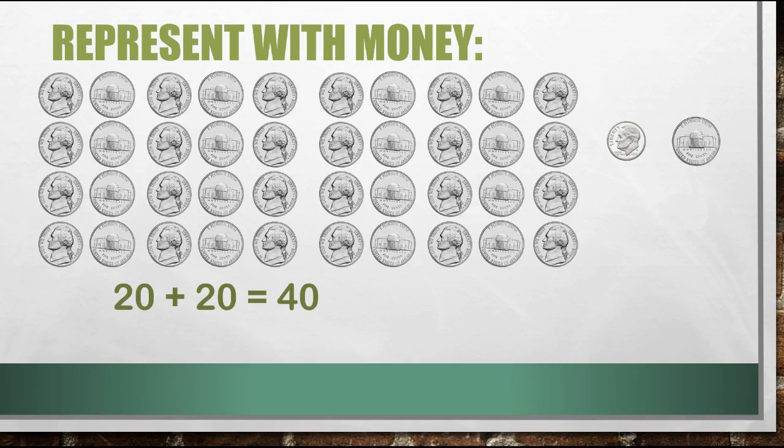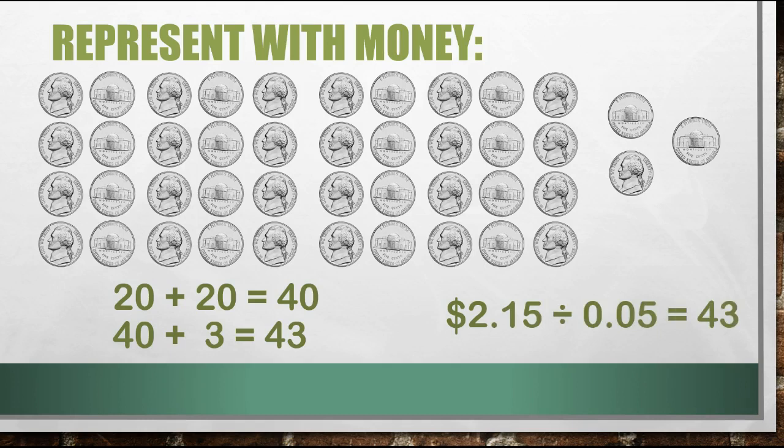We also need to trade the dime for 2 nickels. We have 20 nickels from the first dollar, 20 nickels from the second dollar, and 3 extra nickels. So Mariana has 43 nickels. $2.15 divided by 5 cents equals 43 nickels.